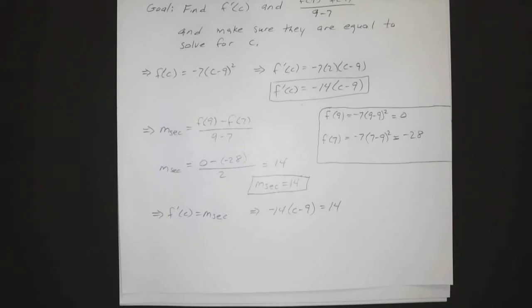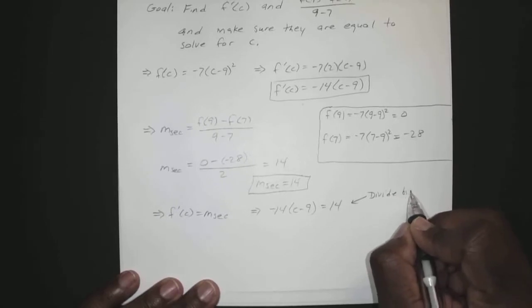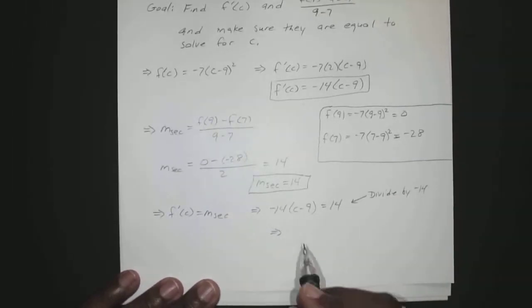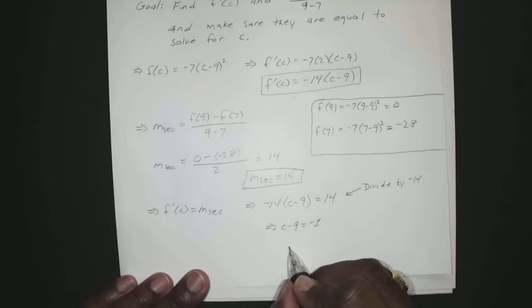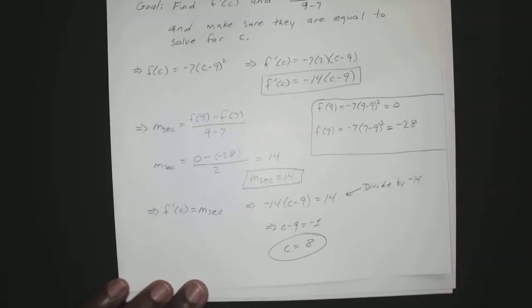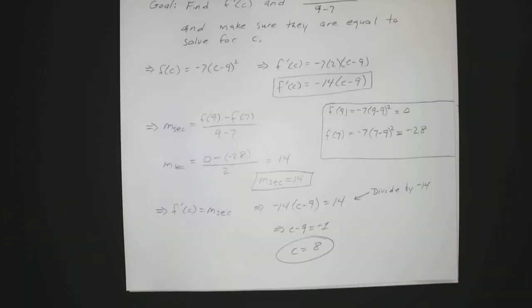All right. And then we just solve for c. If we divide both sides by negative 14, we end up with c minus 9 equals negative 1. And if we add 9 to both sides, c is equal to 8. So that's the point where your slope would equal 0. All right. Any questions on this one? Leave that up for a few seconds.